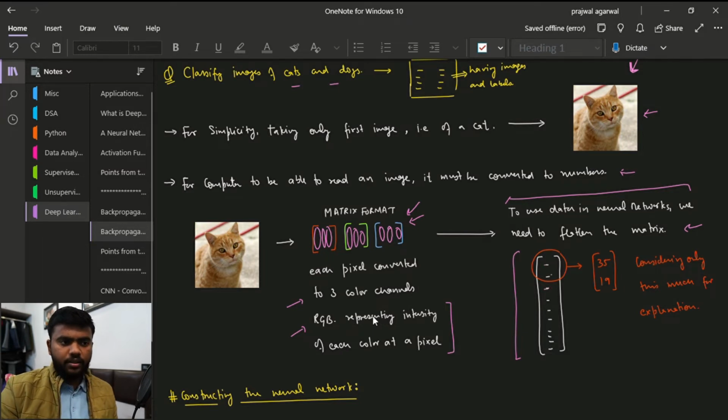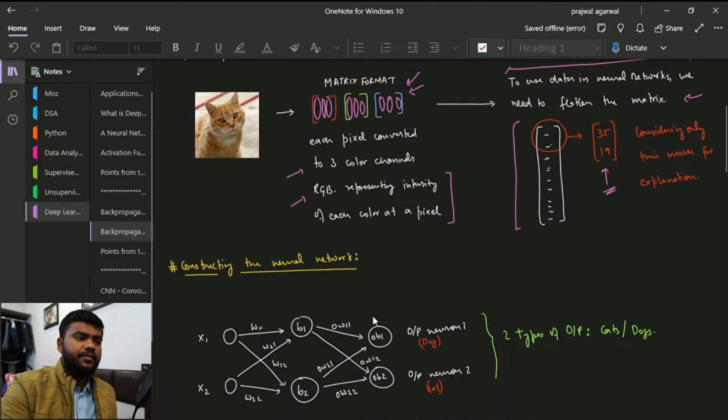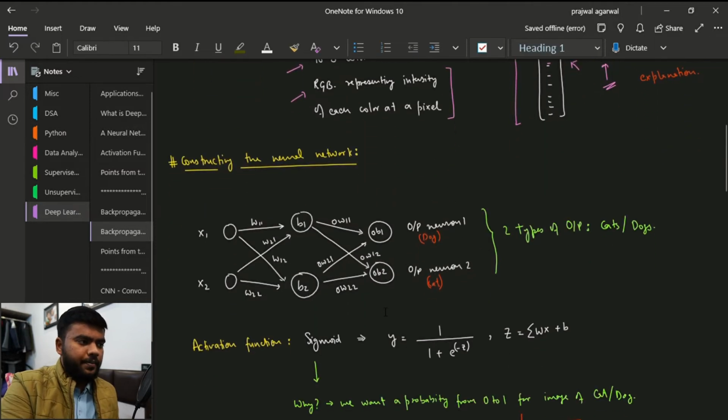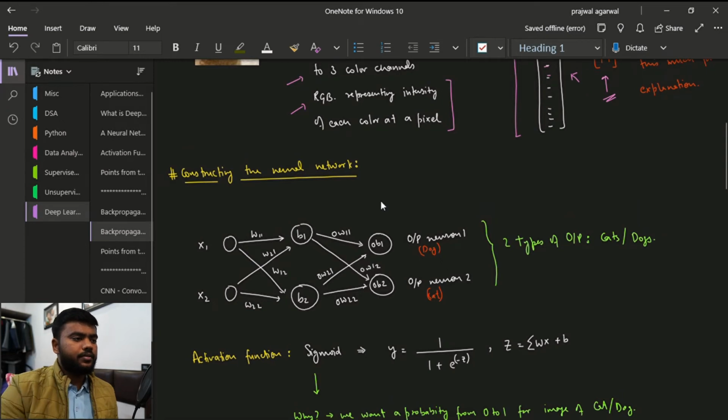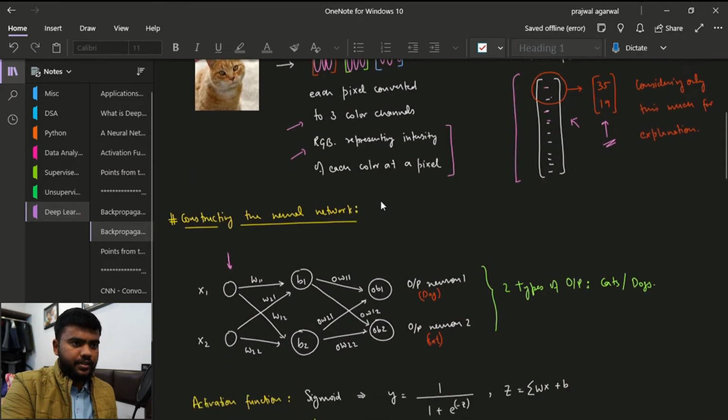There are a lot of values in this matrix obviously, and for the sake of explanation we are just considering 2 values. Let's say the first 2 values that we have in our matrix are 35 and 19. These are basically intensities, if you can relate. Now let's consider a neural network. The first thing that we will have in the neural network is the number of features. For the current example, we are just taking 2 features, which are 35 and 19.